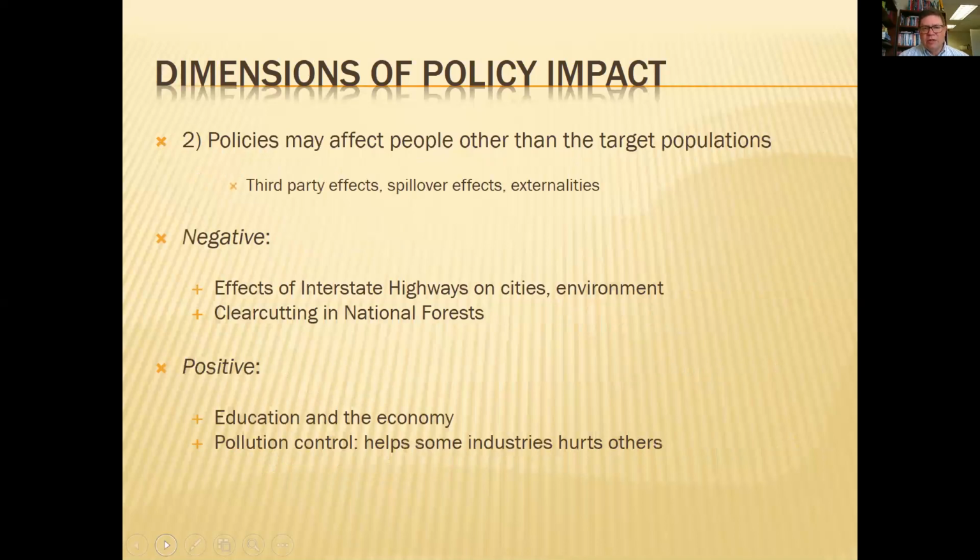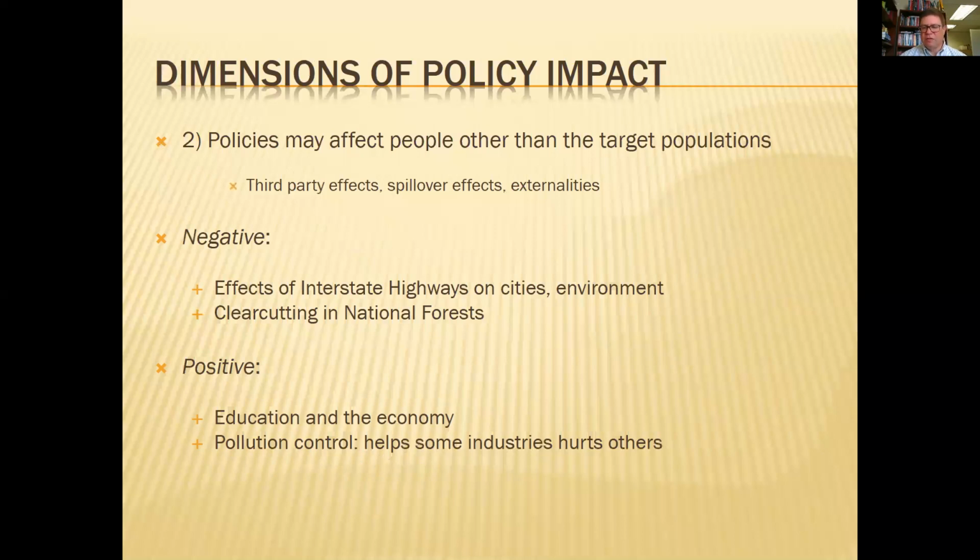Now, other areas is that we may have policies that had an effect on people other than the target populations. And oftentimes this is an unintended consequence. In public administration and in political science and even in economics, we talk about spillover effects and externalities and third-party effects. We'll talk a lot more about this when we discuss environmental policy. But basically the idea is that you have a public policy and it affects other people, not just the targeted population. So for example, some ways that we can take a look at negative effects.